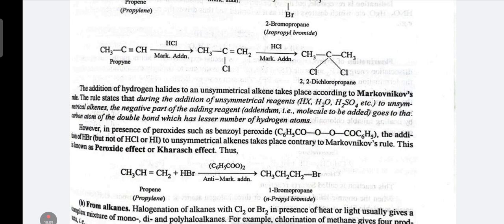The rule states that during the addition of an unsymmetrical reagent to an unsymmetrical alkene, the negative part of the adding reagent goes to that carbon of the double bond which has the lesser number of hydrogens. However, in the presence of peroxide such as benzoyl peroxide, the addition of HBr, not of HCl or HI, to unsymmetrical alkenes takes place contrary to Markovnikov's rule. This is known as the peroxide effect or Kharasch effect.